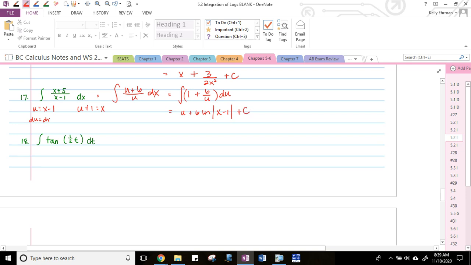Another way to do it is to do a quick round of long division. x plus 5 divided by x minus 1. x goes into x once. You have this remainder of 6 over x minus 1. So you have the integral of 1 plus 6 over x minus 1, and that's the same thing that we had here. I prefer the first method, but both of them work.